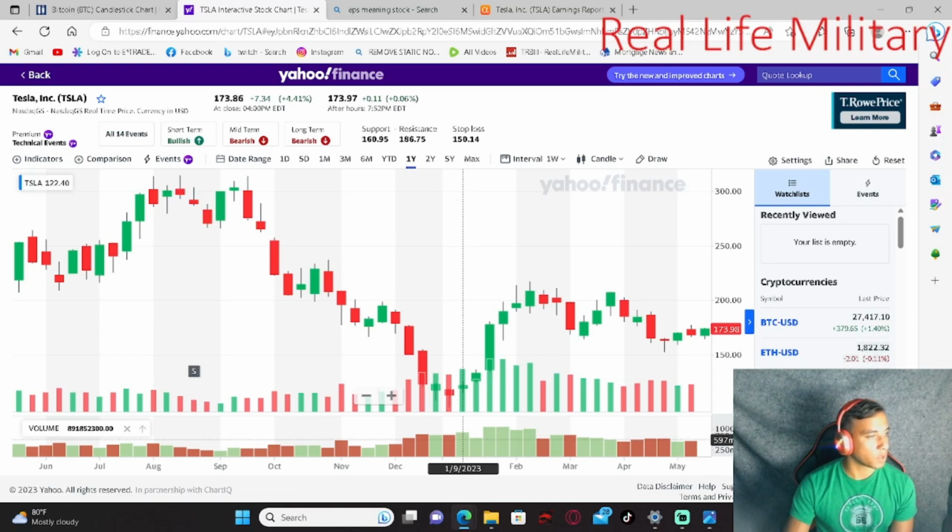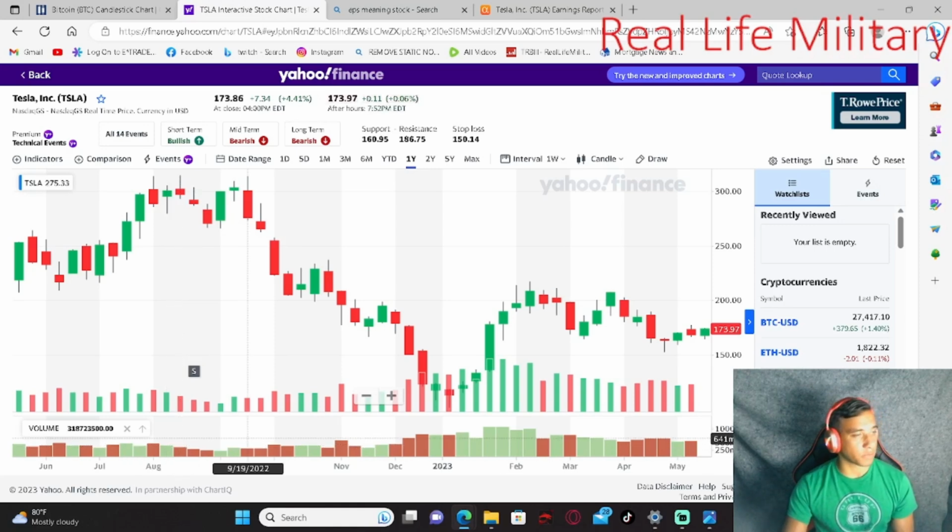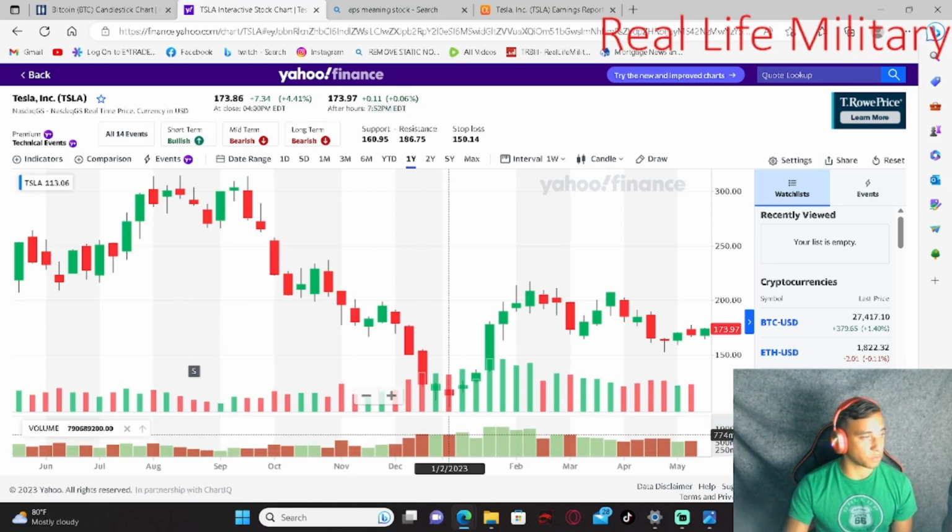When you see the green or the red, that just means the buyers won these intervals. In the red, the sellers won, so more selling than buying. That's all this means at the bottom. Usually when you bring up a stock, the volume's going to be there, even if I didn't put it in. So that's just so you know. 774 million. It's wild.